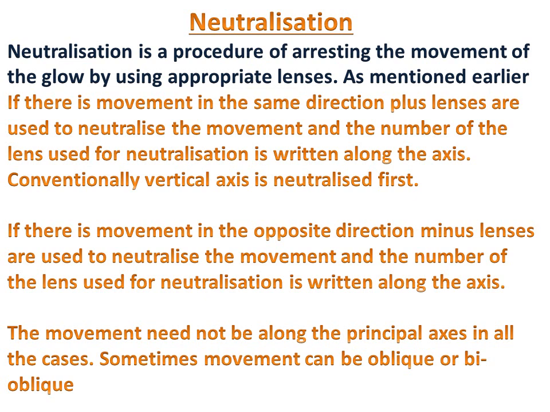We will learn something about neutralization elaborately. Neutralization is a procedure of arresting the movement of the glow by using appropriate lenses. As mentioned earlier, if there is movement in the same direction, plus lenses are used to neutralize the movement, and the number of the lens used for neutralization is written along the axis. Conventionally, vertical axis is neutralized first. If there is movement in the opposite direction, minus lenses are used to neutralize the movement, and the number of the lens used for neutralization is obviously written along the axis. Sometimes the movement need not be along the principal axis. In all the cases, the movement can be oblique or bioblique.